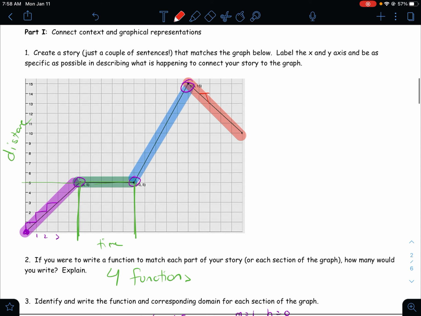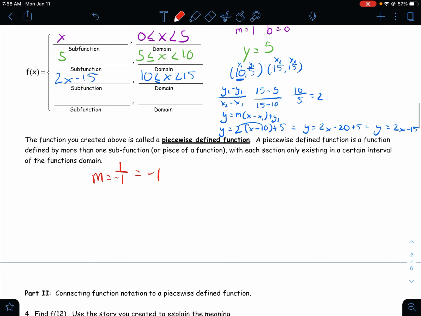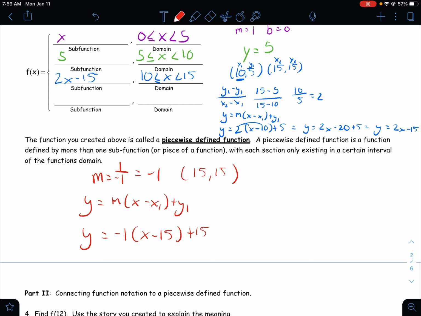And then we can just pick a point. We'll do 15, 15, all right? So we got our slope, we've got our point. We're going to plug it into our point slope form. And we get y equals -1 times x minus 15 plus 15, which is going to give us y equals -x plus 15 plus 15, which gives us y equals -x plus 30. So we're going to have -x plus 30 as our equation.